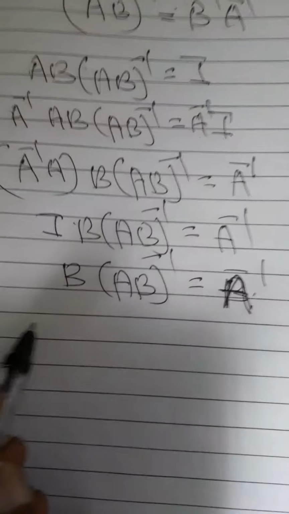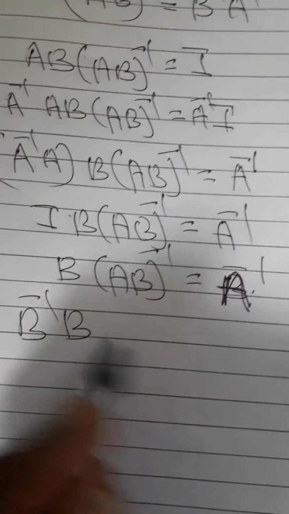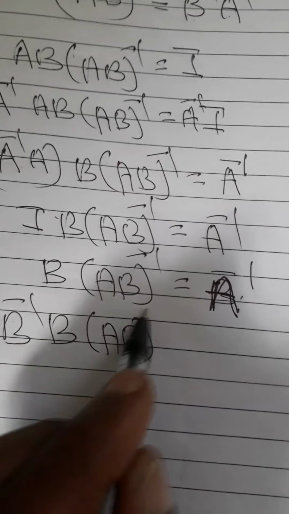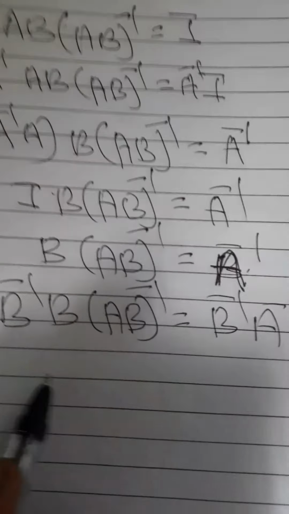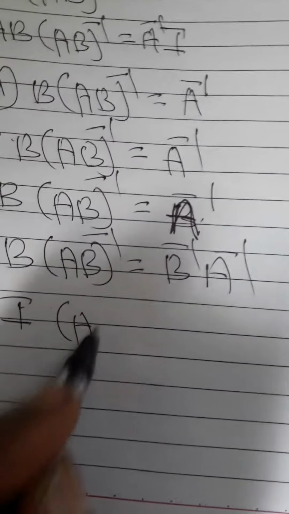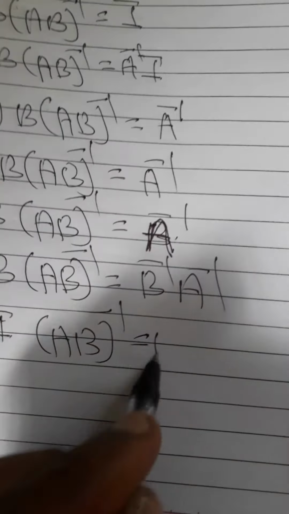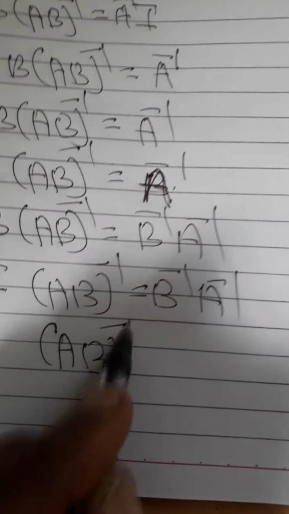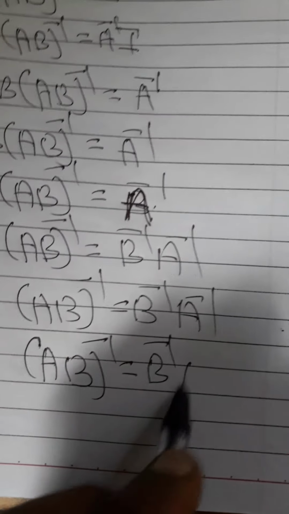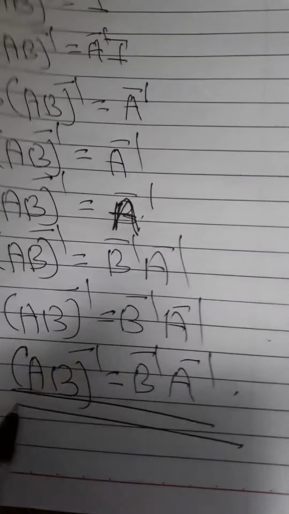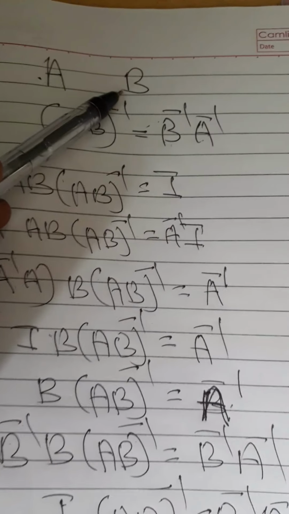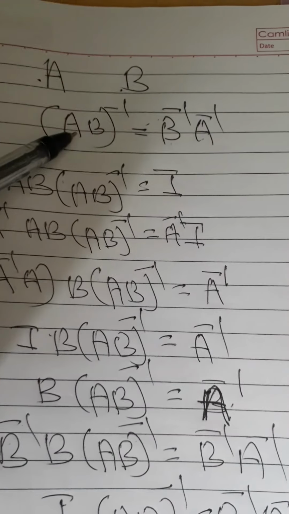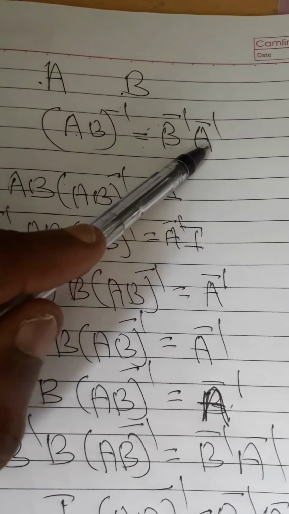Now take B inverse from both the sides. B inverse into B into (AB) inverse is equal to B inverse into A inverse. So I into (AB) inverse will be equal to B inverse into A inverse, or that will be (AB) inverse is equal to B inverse into A inverse. This is how we prove that if A and B are any two invertible matrices, then (AB) inverse will be equal to B inverse into A inverse.